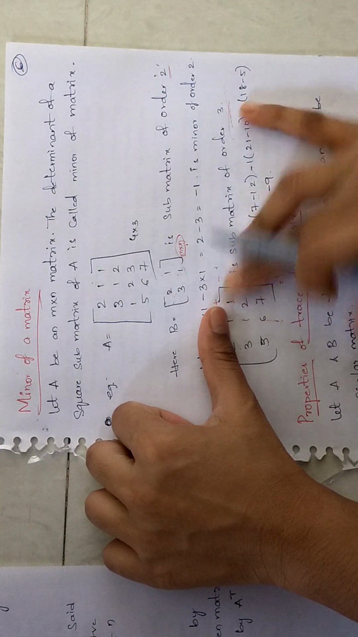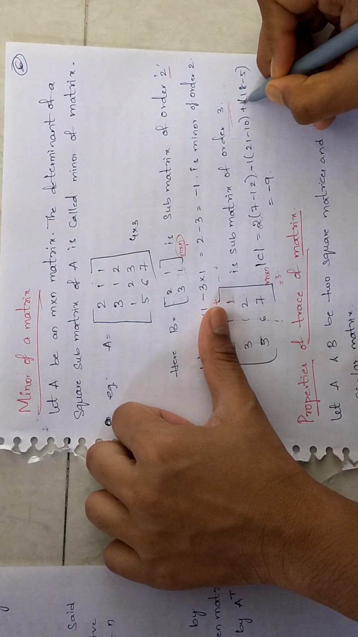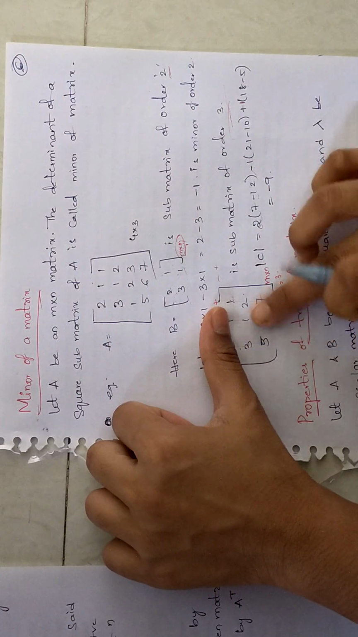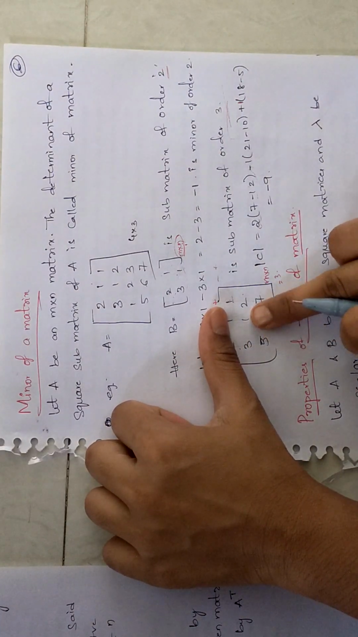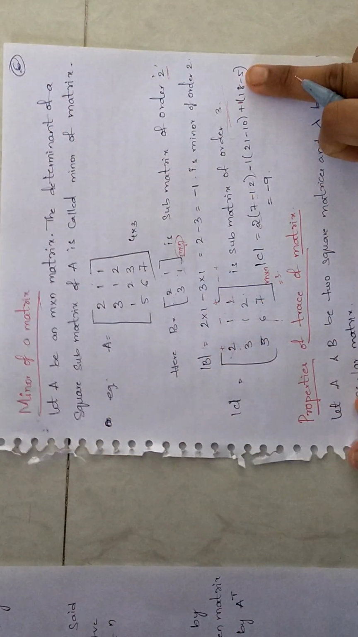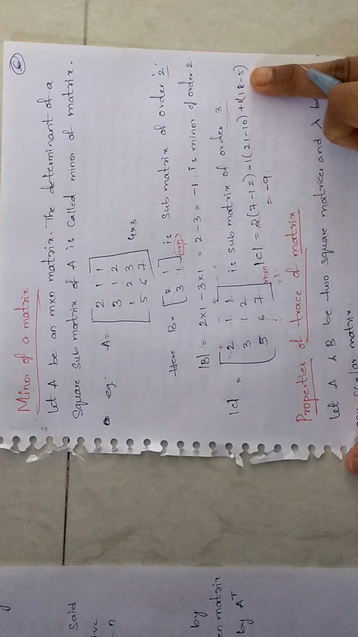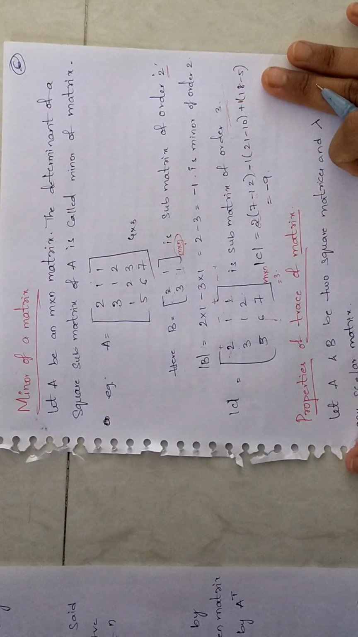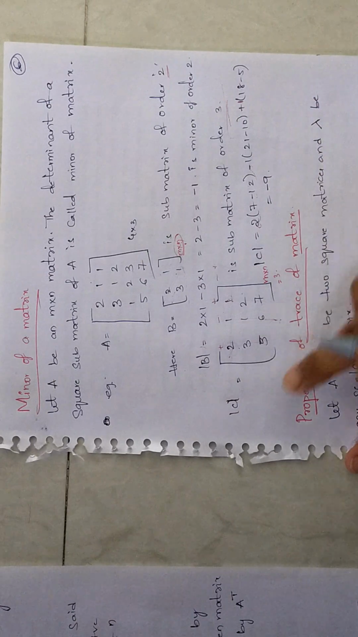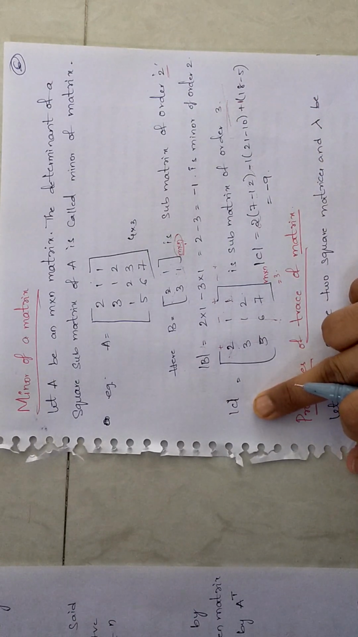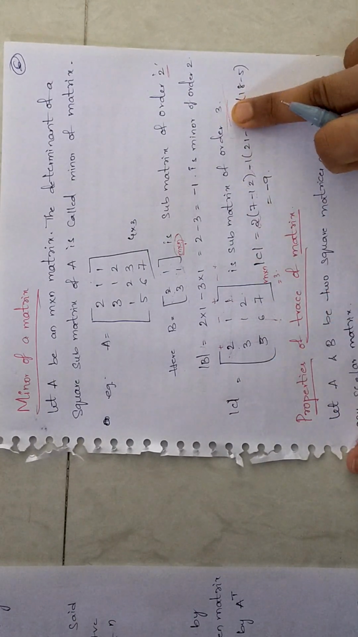So 1 into... I forgot to put 1 here. 3 6s are 18, minus 5 into 1 is 5. So how you will solve mathematically, the simplification is still the same. You will get the answer, that is the det of the matrix C, which is of order 3.